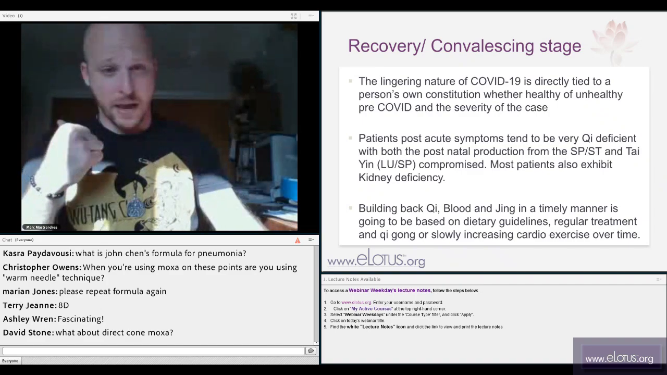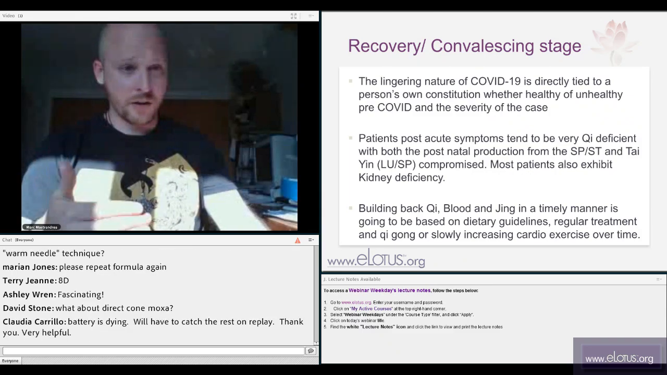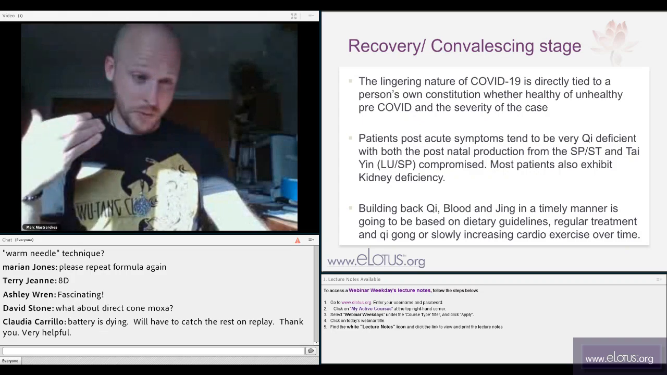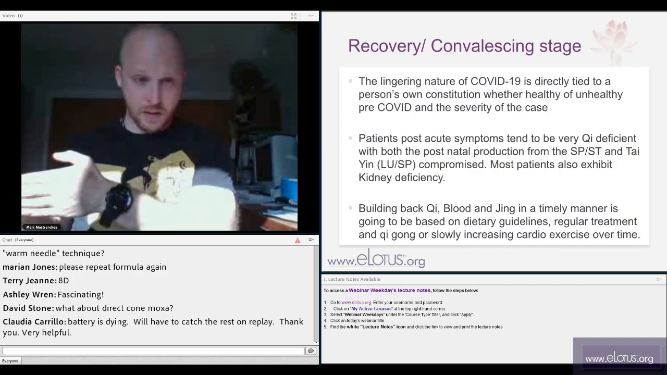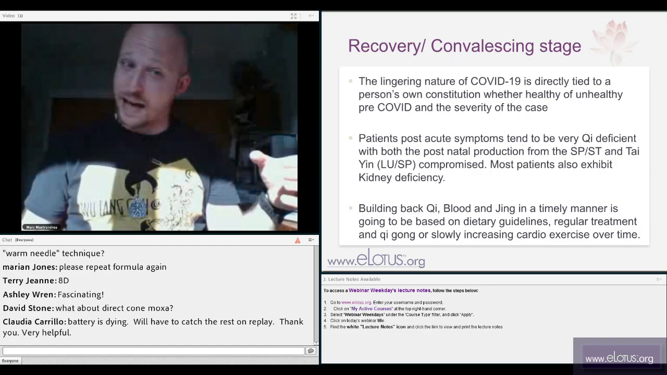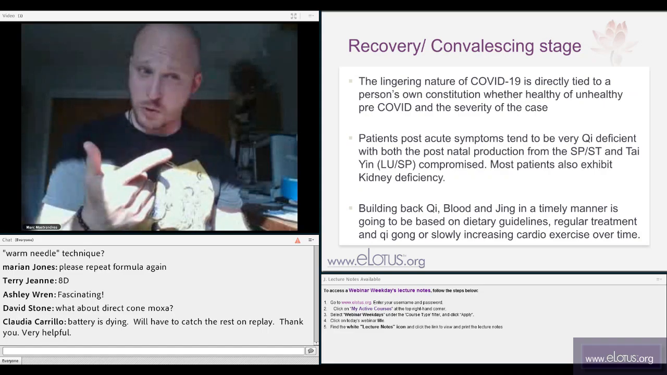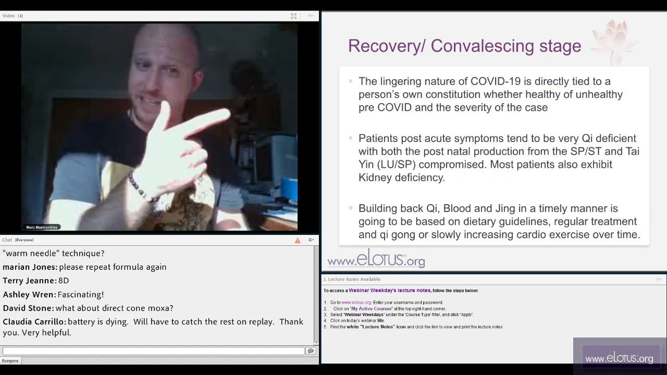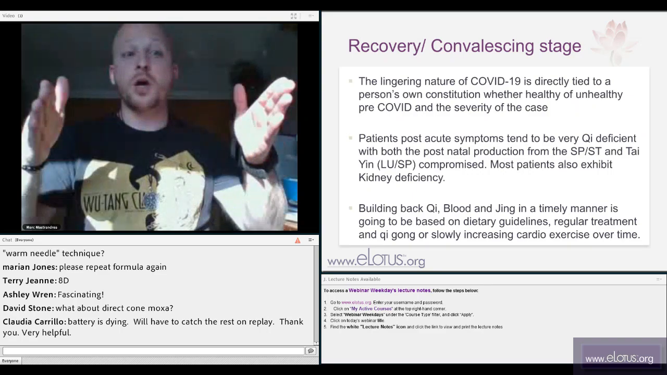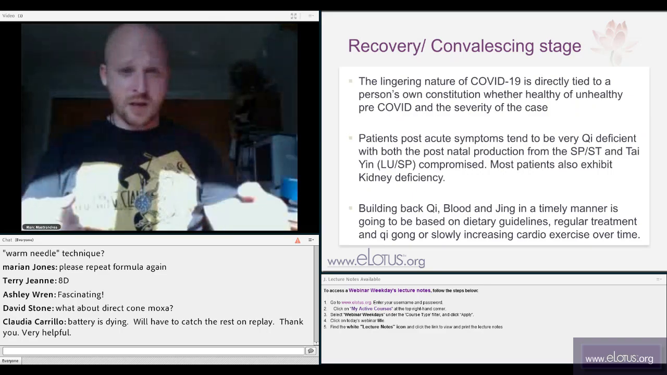The most important thing is to build back what? The qi, the blood, the jing, in a timely manner. If you build it back in a timely manner, they're going to get better so much quicker. If it's drawn out, they're not. So diet is super important. Regular treatment is super important. Because again, if it's drawn out and they're not seeing you regularly, on a daily basis, this can go months. And then this can sit around for years, and it's not getting better.